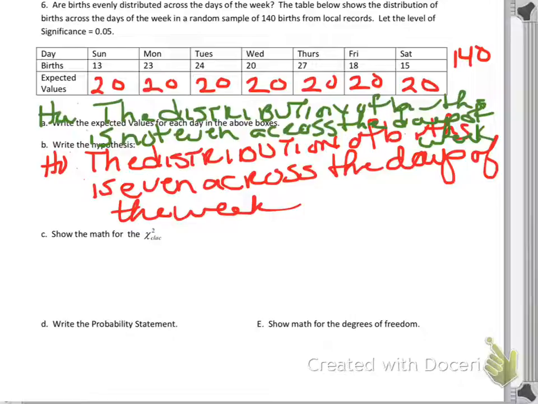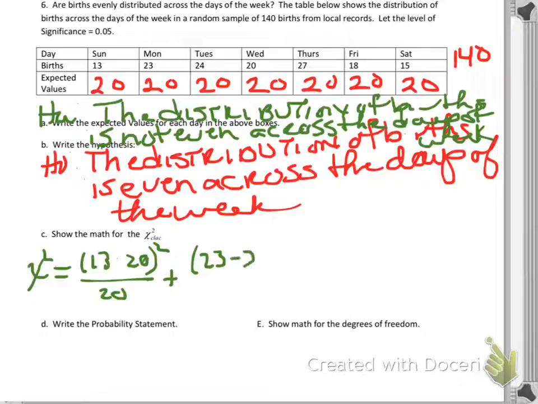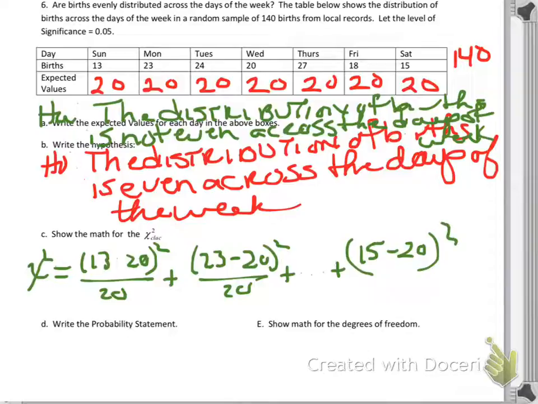Okay, so let's go do the math for chi-squared. So you need to say chi-squared is equal to the observed minus the expected over the expected, and I'm going to square that. I have to show the first two to show a pattern. Then I'm going to do dot, dot, dot. And then the last one, so I know where to stop. You can't stop in the middle. And don't forget to tell me what it is equal to.